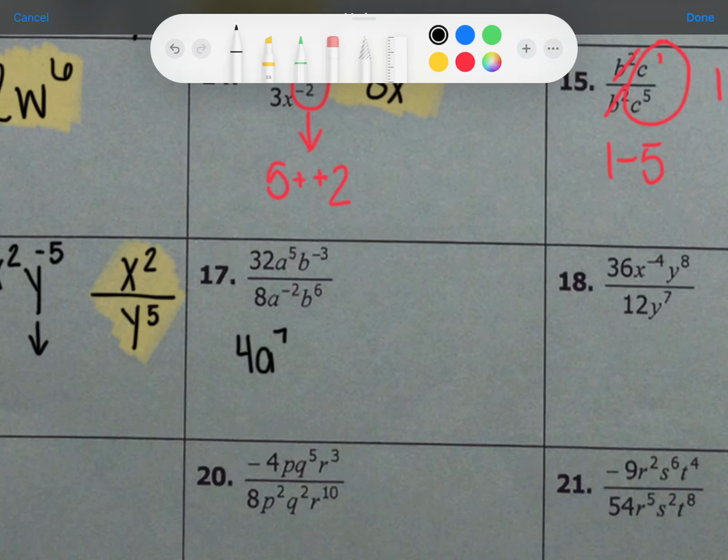All right, and then the B's is negative 3 minus 6, which is negative 9. Can't have a negative exponent, so hopefully you took care of that. And so you ended up with an answer of 4. A to the 7th stays. B moved to the bottom. Did you get it right? Fix it if you missed it.